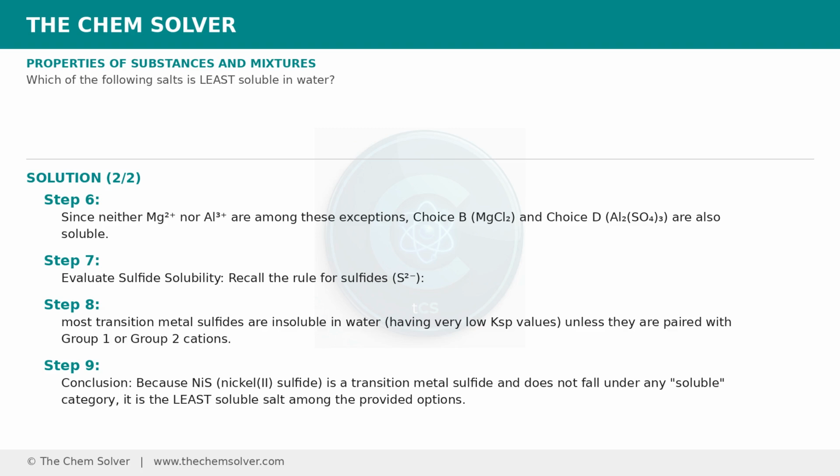Evaluate sulfide solubility. Recall the rule for sulfides, S²⁻. Most transition metal sulfides are insoluble in water, having very low Ksp values, unless they are paired with group 1 or group 2 cations. Conclusion: because NiS, nickel(II) sulfide, is a transition metal sulfide and does not fall under any soluble category, it is the least soluble salt among the provided options.